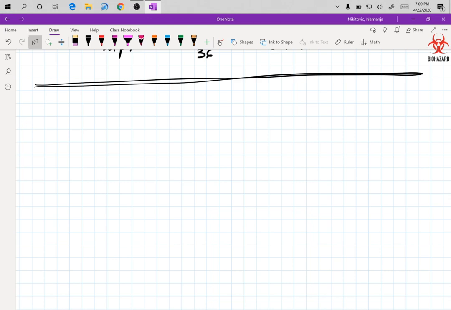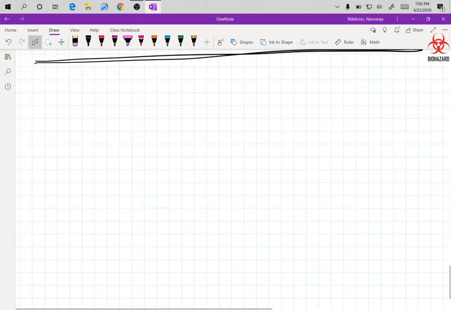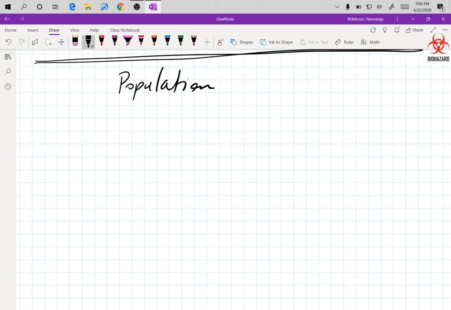Anyway, these problems were growth problems because the money grew from 9,000 to 10,000 to 11,000, right? So the numbers are growing, therefore, right, we call them the growth problems. Another growth problem would be a population problem. And that's for biology, obviously, right?